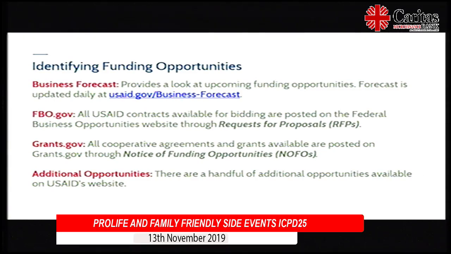Contract opportunities are posted daily on FedBizOps. USAID typically uses requests for proposals, known as RFPs, to solicit them. For grants, grant and cooperative agreement opportunities are regularly posted on grants.gov. And additional opportunities for partnering can be found on our external site at usaid.gov/partnerships.